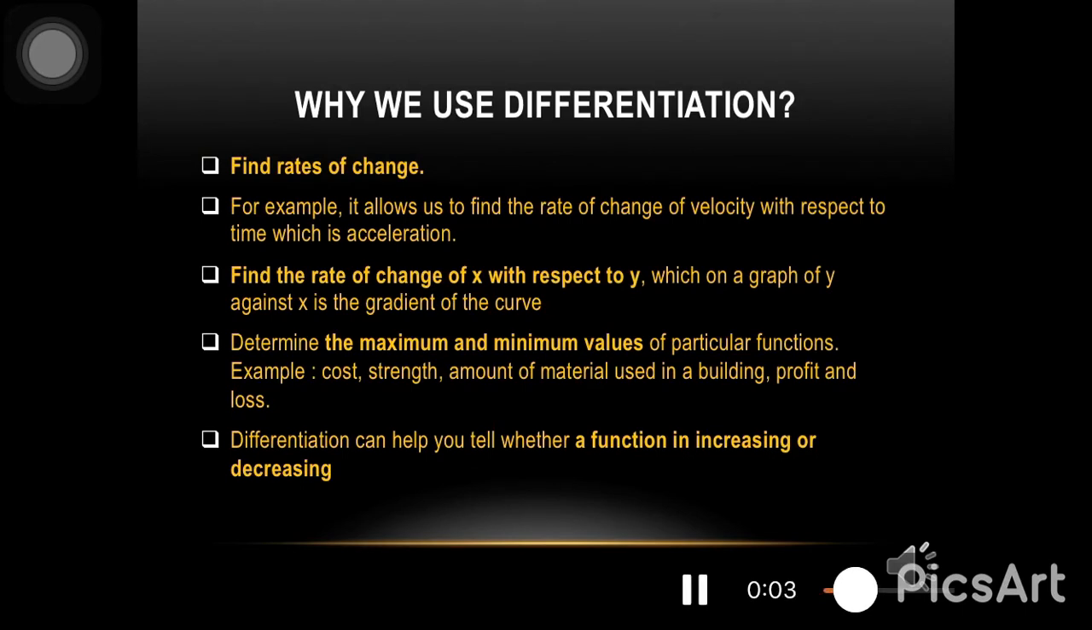Why do we use differentiation? First, to find rates of change. For example, it allows us to find the rate of change of velocity with respect to time, which is acceleration. Second, to find the rate of change of y with respect to x, which on a graph of y against x is the gradient of the curve. Third, to determine the maximum and minimum values of particular functions, for example cost, strength, amount of material used in a building, profit and loss. And the last one is that differentiation can help you tell whether a function is increasing or decreasing.